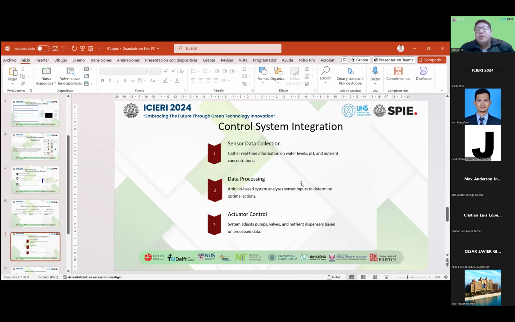Control system integrations. One, sensor data collection. Gather real-time information on water levels, pH, and nutrient concentrations. Two, data processing. Arduino-based systems analyze sensor inputs to determine optimal actions. Three, actuator control. Systems adjust pumps, valves, and nutrient dispensers based on processed data.